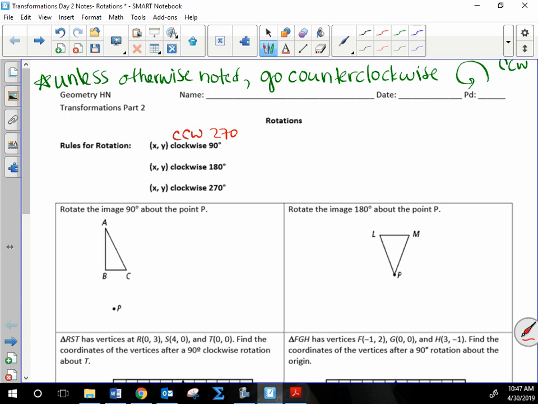So then clockwise 180 is how much counterclockwise? 180. Yeah, that one doesn't change. And then clockwise 270, same thing as counterclockwise 90. Okay.